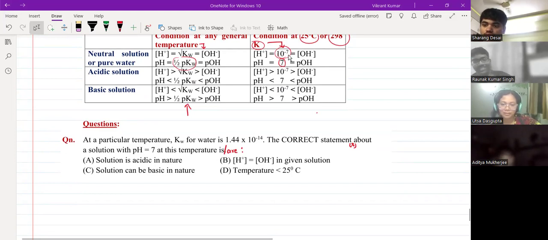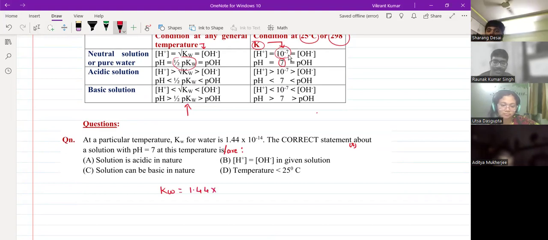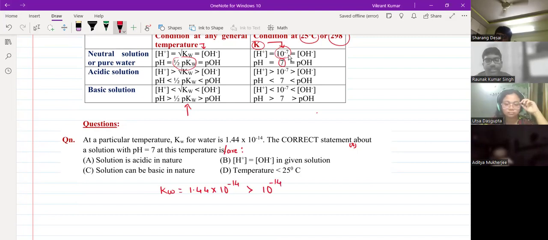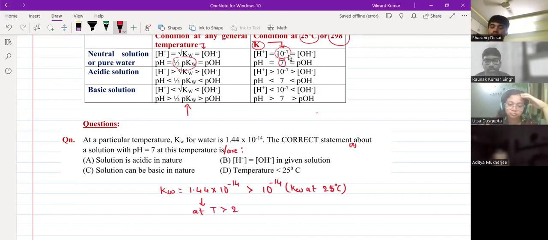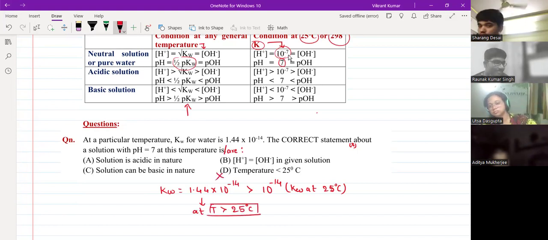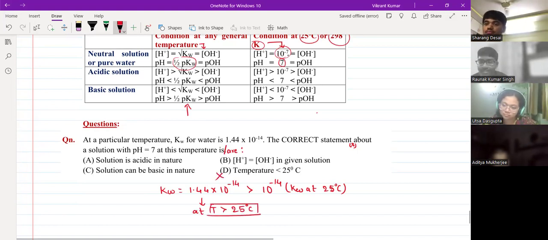The value of Kw is increasing, so the temperature must be higher. Kw, which is given at this temperature, has a value higher than Kw at 25 degrees C. Like I told you, the ionization of water is endothermic. So by increasing temperature, K increases. So this is definitely at temperature more than 25 degrees C. That's one part. So that's why we'll reject option D.